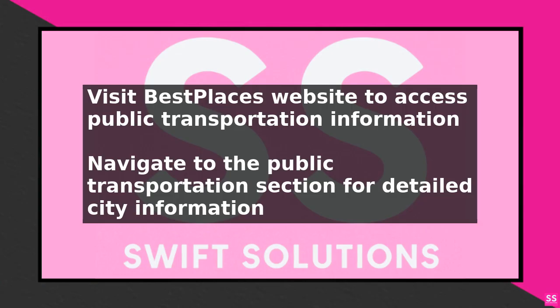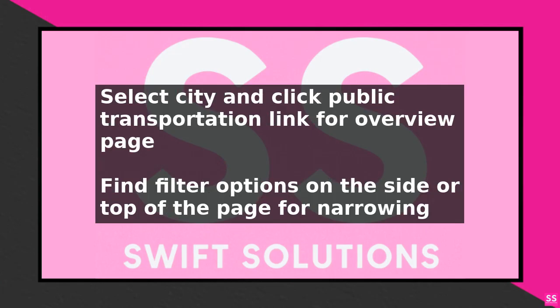This will take you to a page with an overview of the city's public transportation system, including buses, trains, and subways. Look for the filter options, which are usually located on the side or top of the page. The filter options allow you to narrow down your search by mode of transportation, such as bus or train, as well as by commute time, frequency, and cost. You can also filter by location, such as neighborhoods or popular destinations.